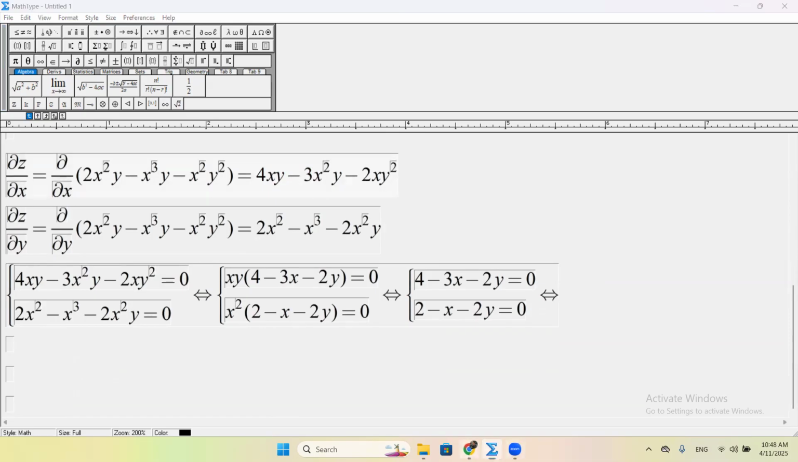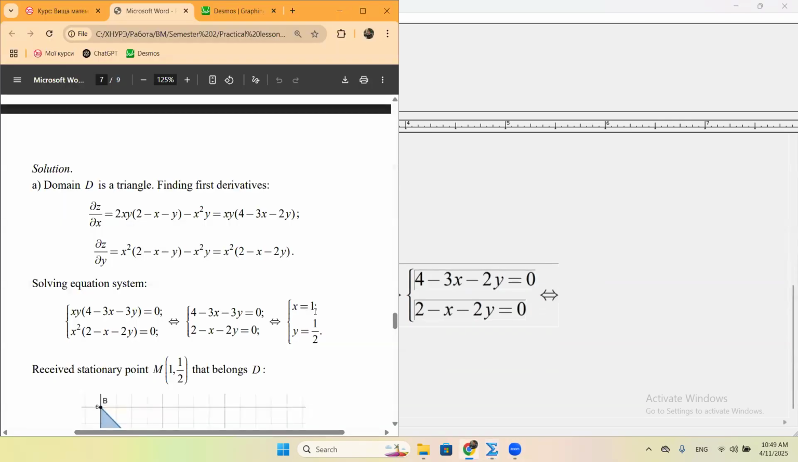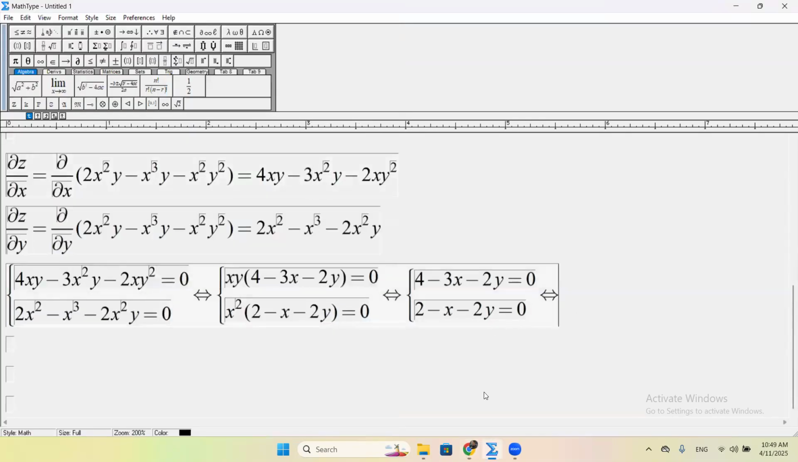Okay, let's check these derivatives. Here is a mistake. Yes. So now let's solve this system of linear algebraic equations. So let's move 3 members to the right side. No, stop. It will be equal 4.